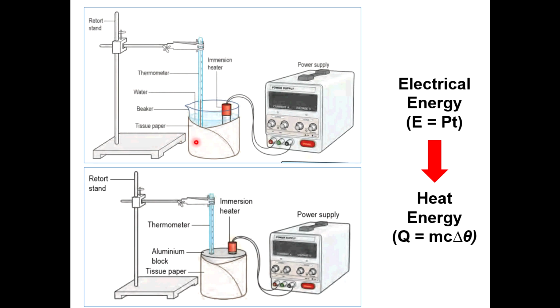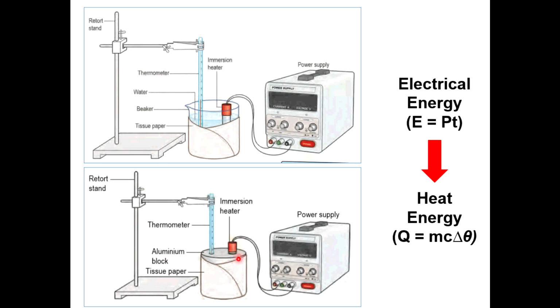It's actually to reduce the energy, the heat loss to the surrounding. So in this experiment, we assume all the heat energy will be absorbed by the water. In this case, it's the water. And then here, all the heat energy supplied by the immersion heater will be absorbed by the aluminium block. So it means that no heat energy is lost to the surrounding.